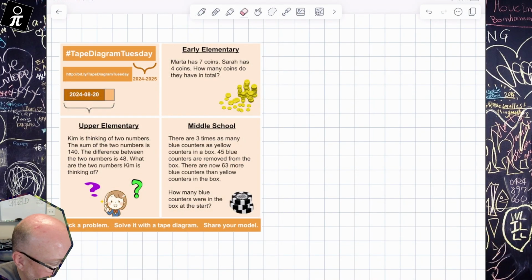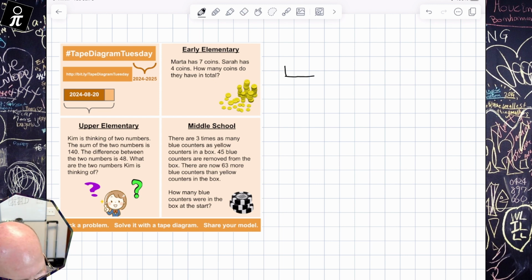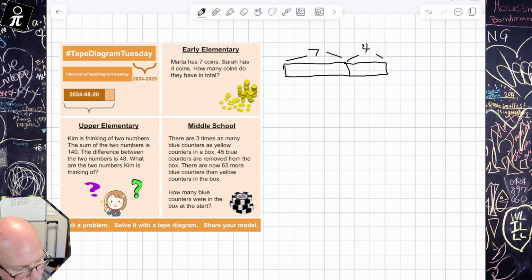It says Marta has 7 coins and Sarah has 4 coins. And then it says how many coins do they have in total. So what is that going to look like? All right, so what I'm going to draw is I'm going to say Marta has 7 coins. And I'm going to say there's my Marta. And then I can say Sarah has 4 coins. So I could say there's my Sarah. And then how many coins do they have in total? I'm going to make it look like that.